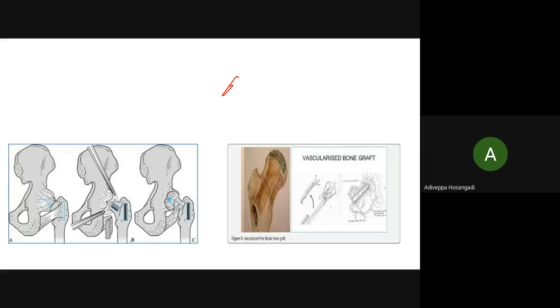Please remember, quadratus femoris is on the posterior aspect. There is a neck. This is the muscle before removing. This muscle is removed with a piece of the bone. And here, look at this, the bone is fixed across the fractured neck of femur. Please remember, this is Meyer's muscle pedicle graft.